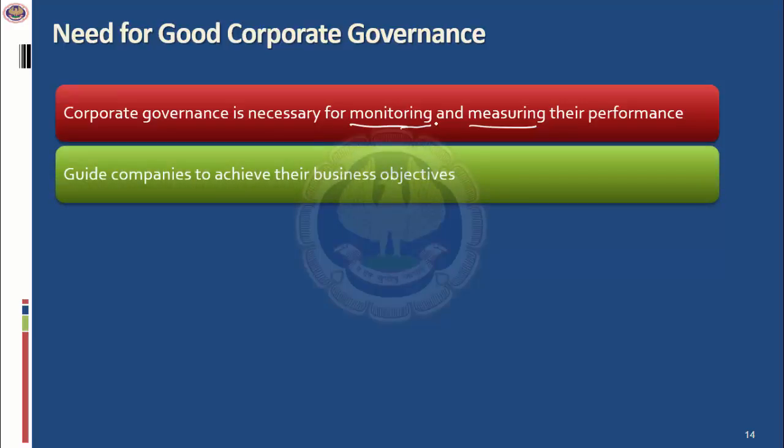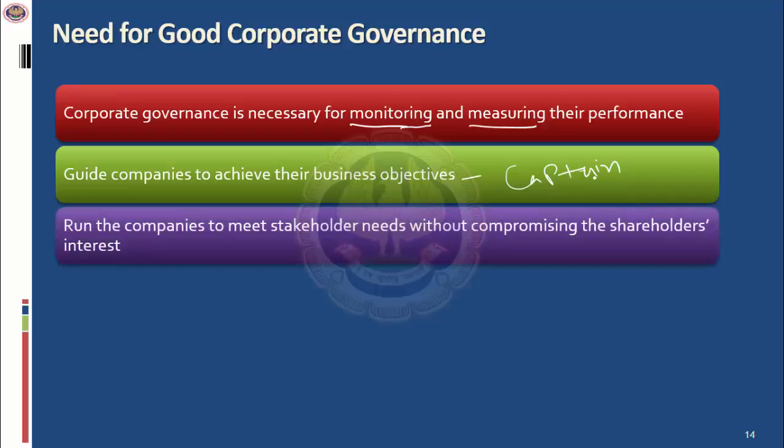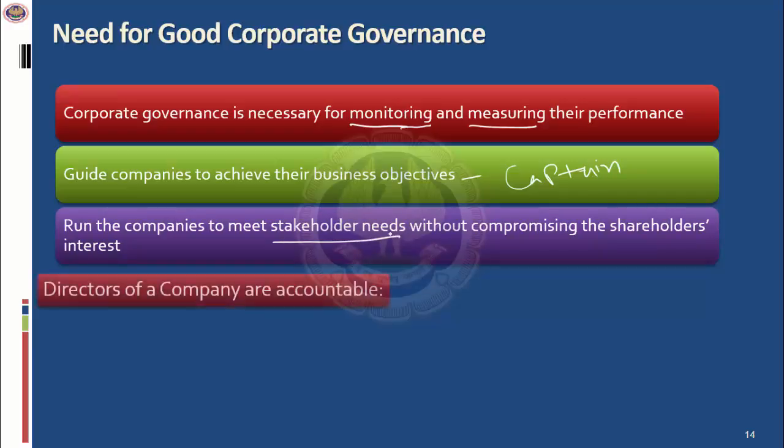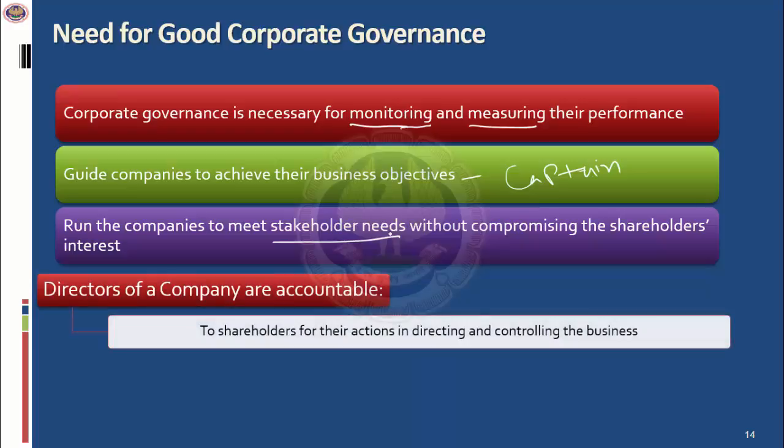They guide the companies to achieve the business objectives. In fact, governance is like the captain of the ship who decides what the direction in which the entity has to go. They run the companies to meet the stakeholder needs. There are multiple stakeholder needs. You need to ensure that the stakeholder needs are met. And the directors of the company are accountable for the shareholders for their actions.